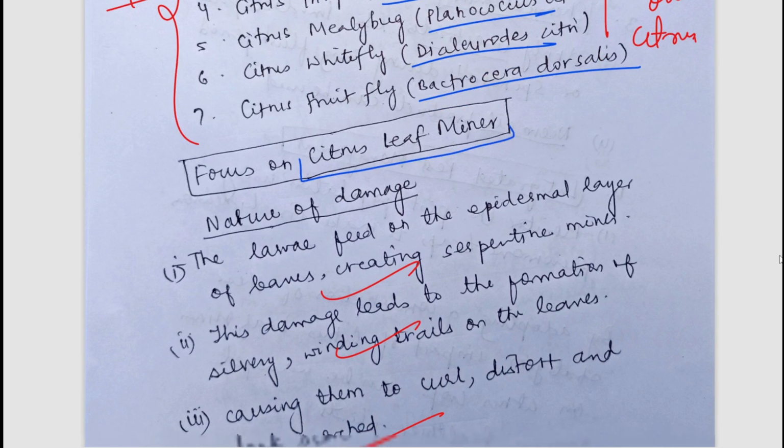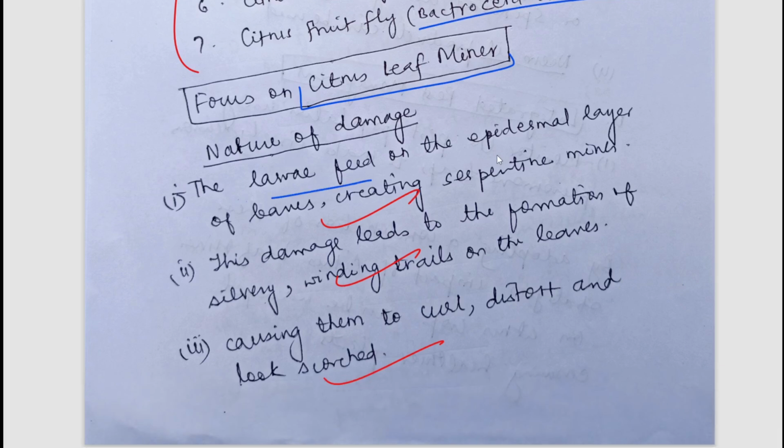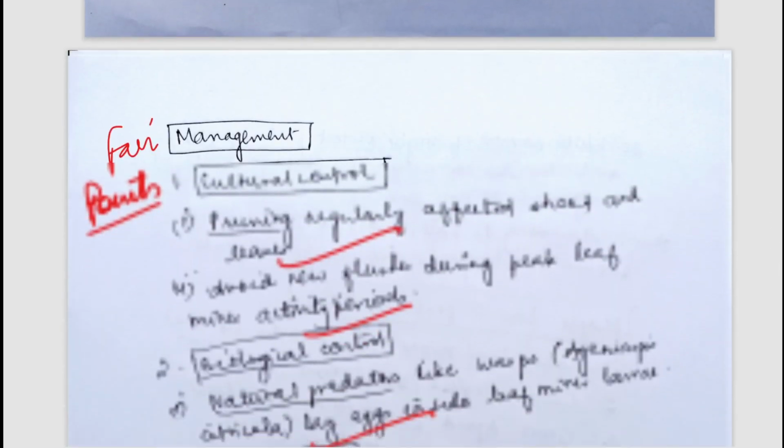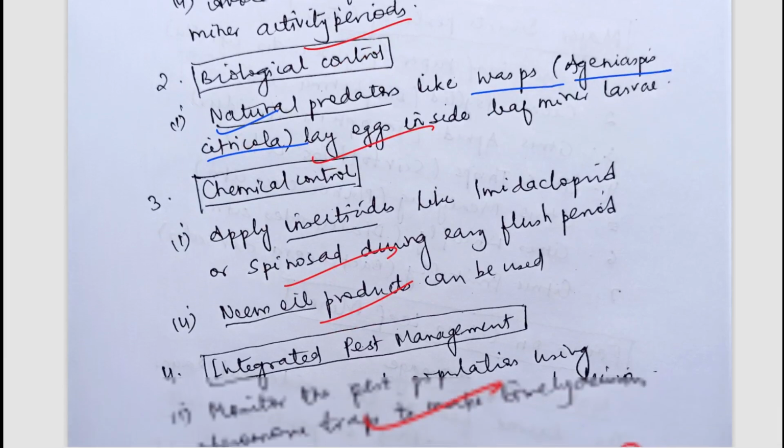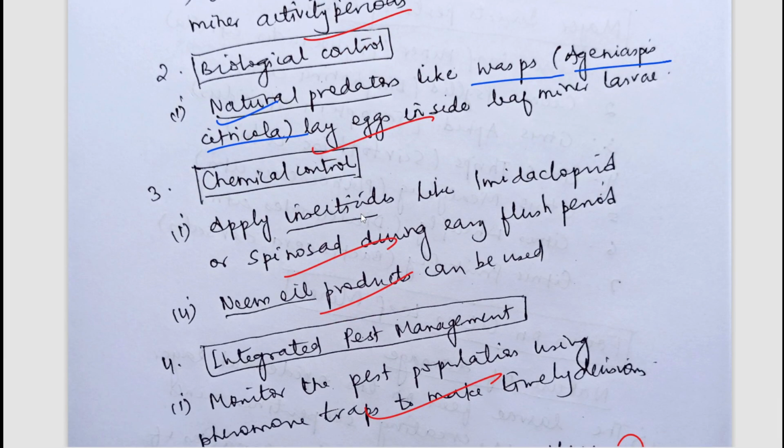The nature of damage has been mentioned: the larva feeds on the epidermal layer. The damage leads to the formation of silvery winding trails on the leaves, causing them to curl, distort, and look scorched. And again, management has been mentioned. In cultural control, pruning can be done. In biological control, natural predators can be used, such as wasps. Chemical control can be done using insecticides such as imidacloprid, spinosad, and neem oil can be used.